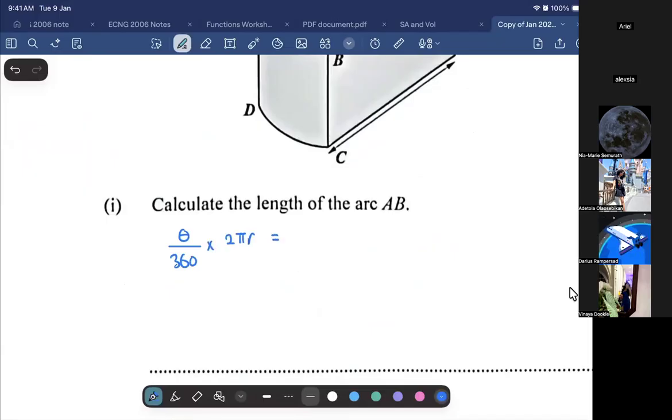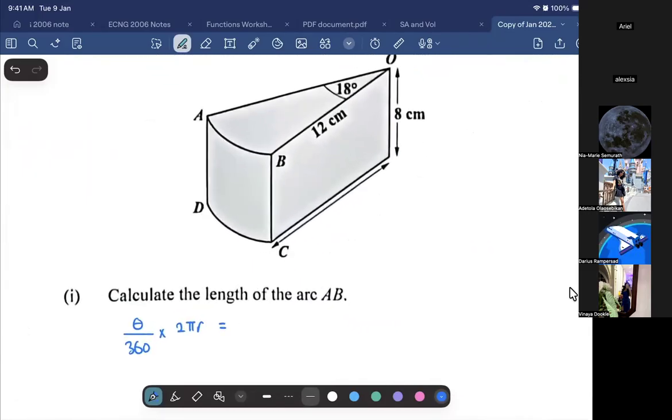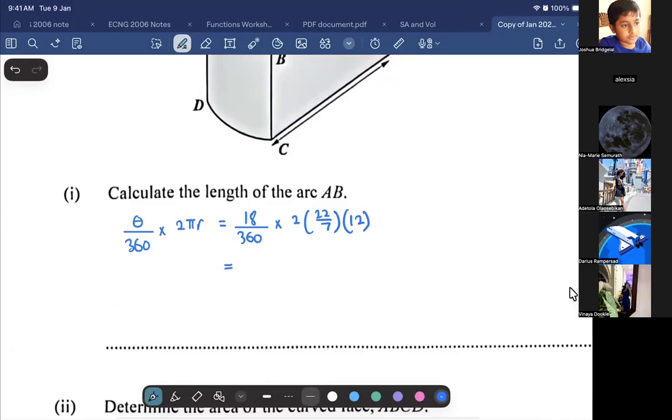Right, what angle do we have here? 18, right? 18 over 360. And they want me to use pi as 22 over 7. And the radius is 12. So plug it into the calculator and let me know what you get.